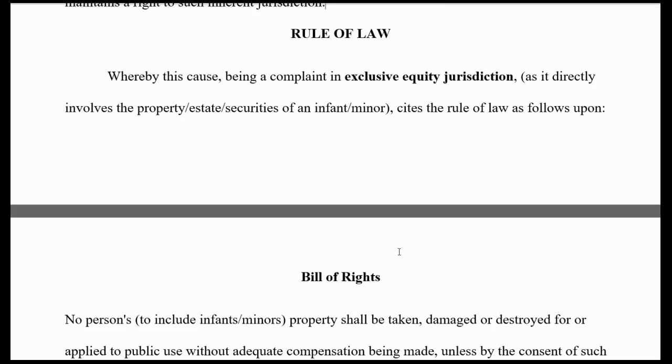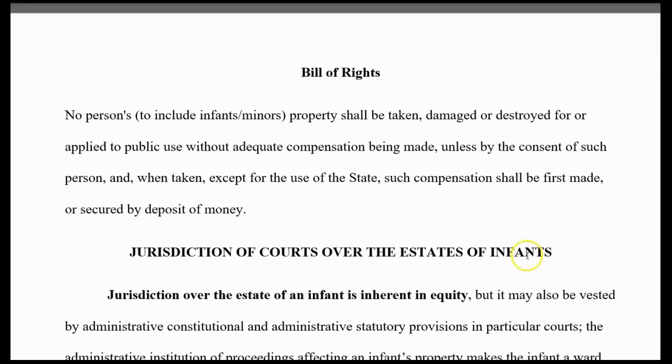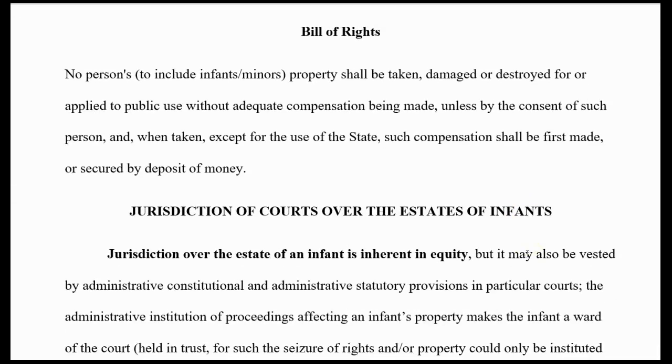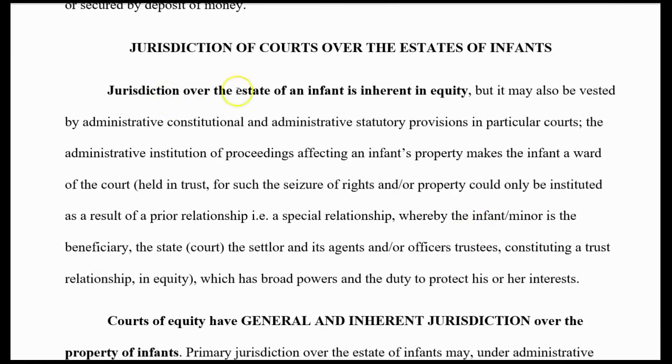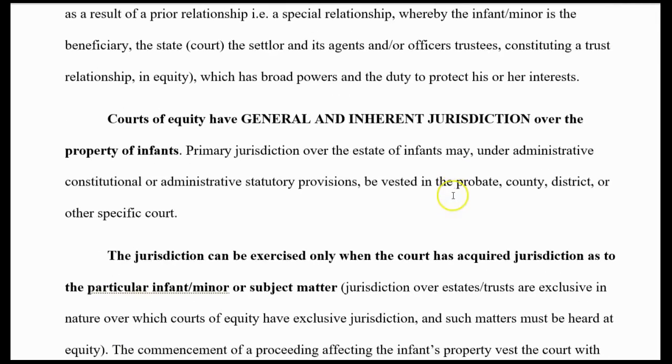Rule of law, whereby this cause being a complaint in exclusive equity jurisdiction, because it directly involves property, estate, securities of an infant minor, cites the rule of law as follows upon the Bill of Rights. So this gets into more and more. What this document does is it supports everything that you're claiming, with law, citings, everything you need, and why the court has to take jurisdiction, because it's always been dealing with wards of the court. You're just letting them know what your new relationship is.